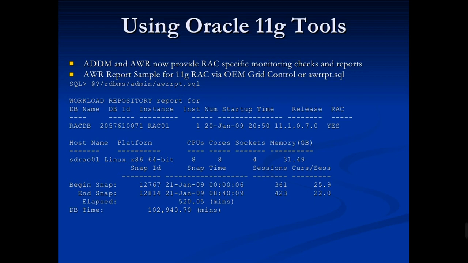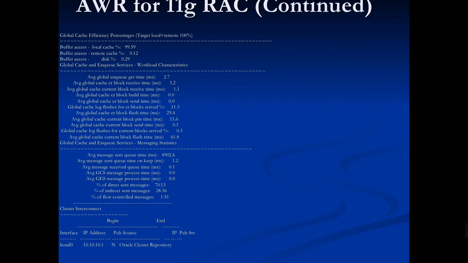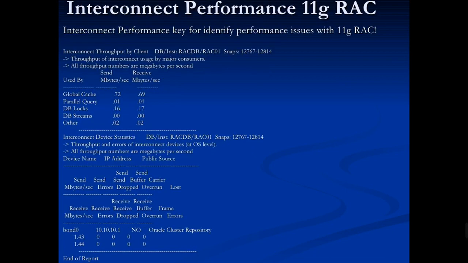Here it is explained how the Oracle 11g tools are used and how they diagnose. Using AWR with 11g RAC, we can go with the command prompt level, the SQL prompt level, or else the OEM level. We can fetch the AWR report. Here it is, that report. Here it is finding the interconnect performance in 11g RAC.